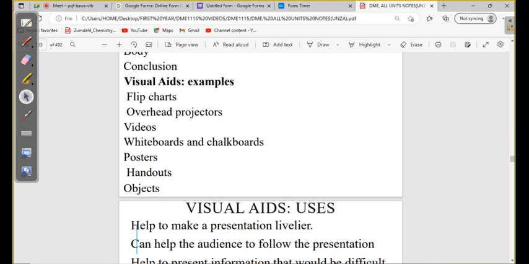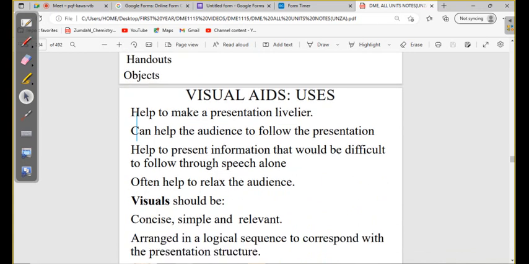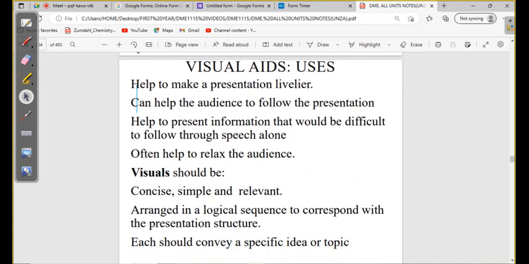For example, say you want to present on a boom. You can even go with evidence or a hard copy of what you're talking about in your presentation. So you get to show people what you're talking about. So those are visual aids. So what are the uses of visual aids?